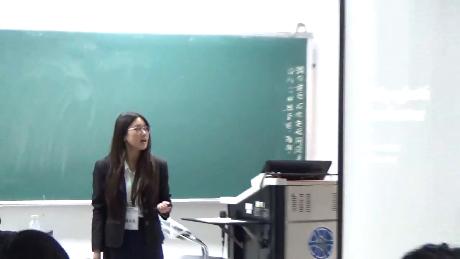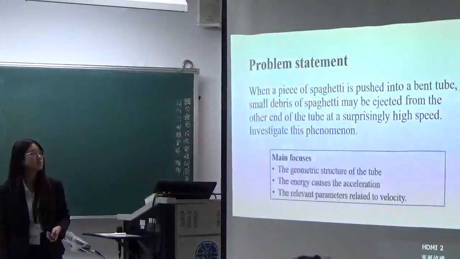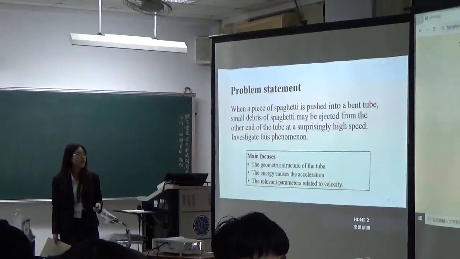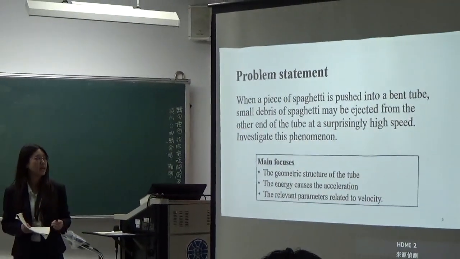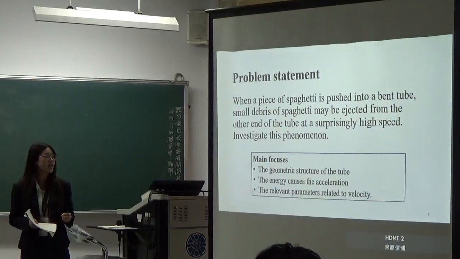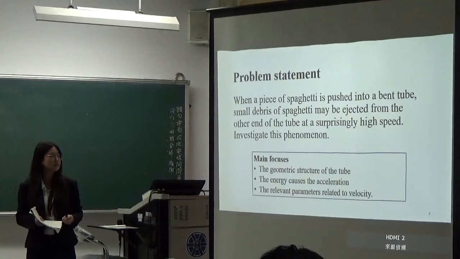I'm the reporter from Variable 2, and my name is Yang Mianjun. Today, we are talking about the spaghetti accelerator problem. Here's the problem statement. When a piece of spaghetti is pushed into a bent tube, small barrels of spaghetti may be ejected from the other end of the tube at a surprisingly high speed.